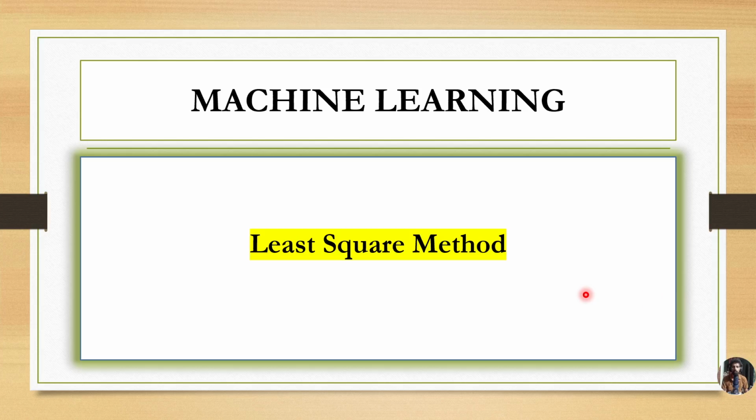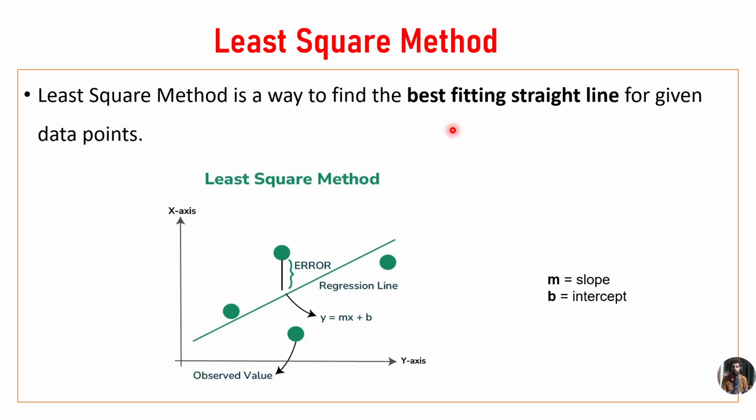In this video, I will explain the least square method. This topic belongs to the machine learning subject. Okay, so we'll see the definition first. The least square method is a way to find the best fitting straight line for given data points.